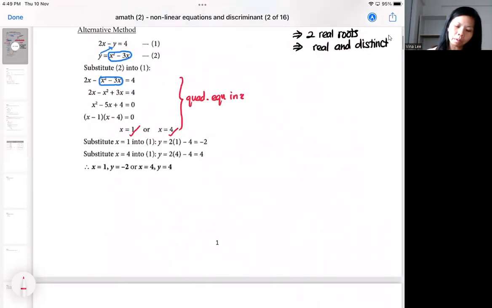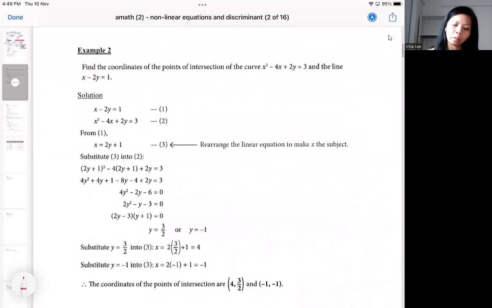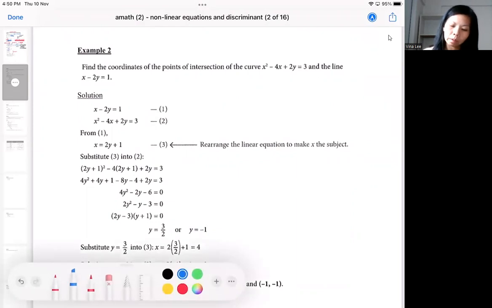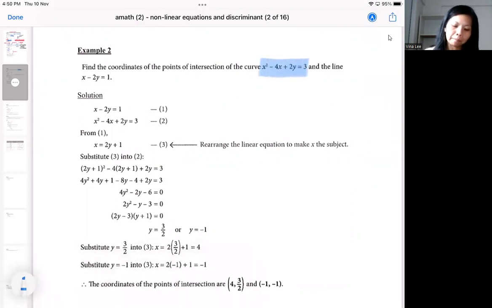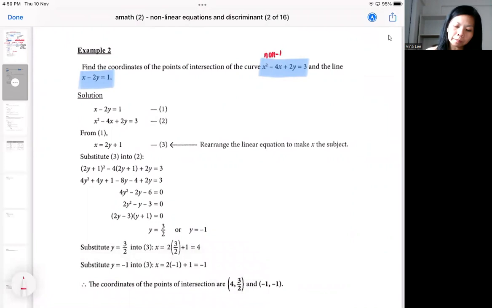Okay, so I'm going to go on to another example. Here, if you look at this example, the question is asking for the coordinates of intersection. And we got a curve, so the curve is supposedly the non-linear. So where is the non-linear? This part is the non-linear, and this part is the linear. The linear is always a straight line. So label the equation first. Label it as equation 1, equation 2. Identify the linear and identify the non-linear.